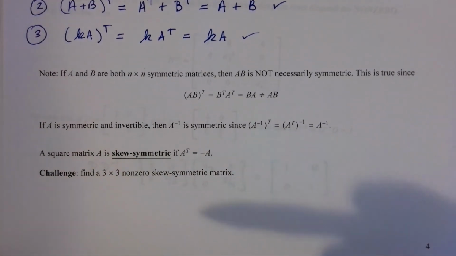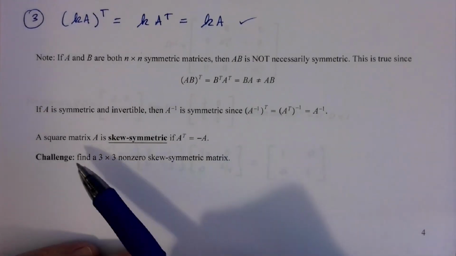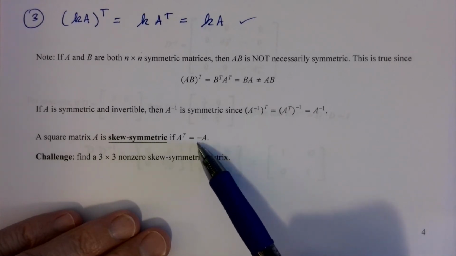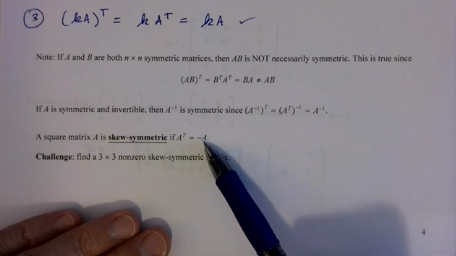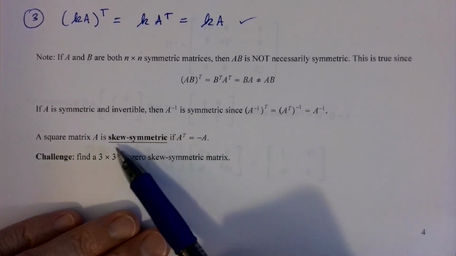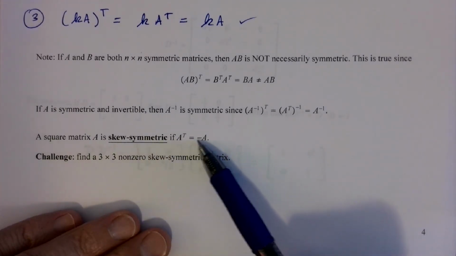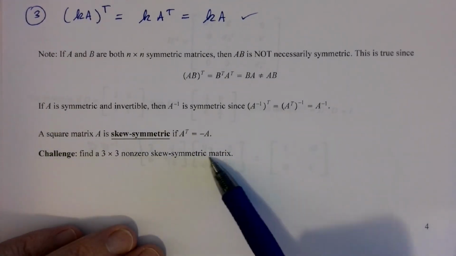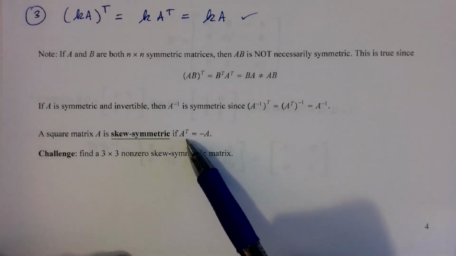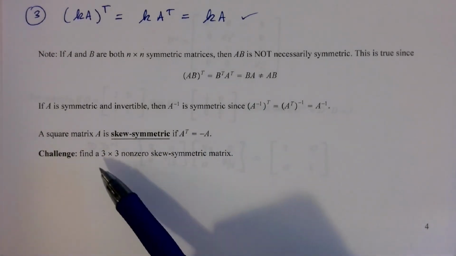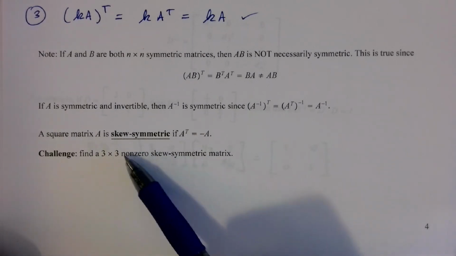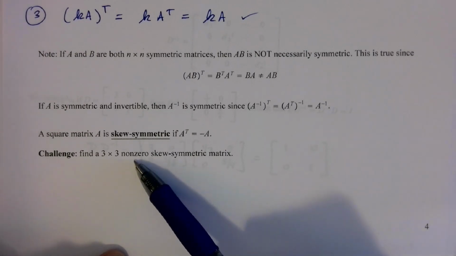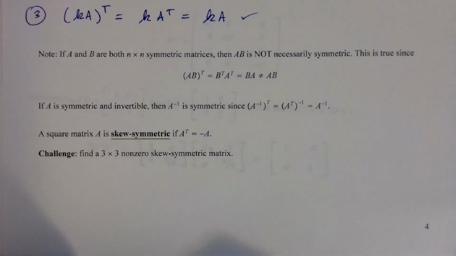And then I just close with this for you guys. A square matrix A is skew symmetric if A transpose is equal to negative A, negative 1 times A. That's interesting. So my challenge to you is to find a 3 by 3 non-zero skew symmetric matrix. The zero matrix indeed is going to be skew symmetric. But find a 3 by 3 matrix where not all entries are 0, right? Find such a 3 by 3 skew symmetric matrix.